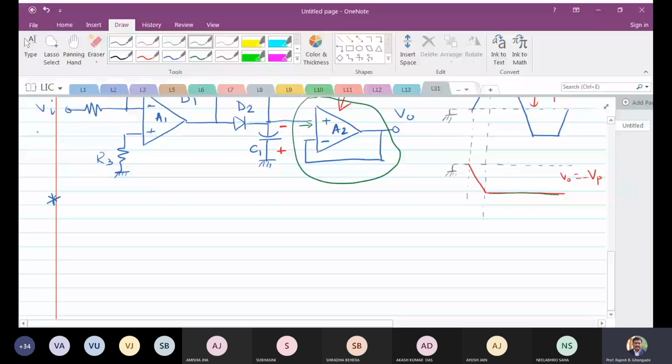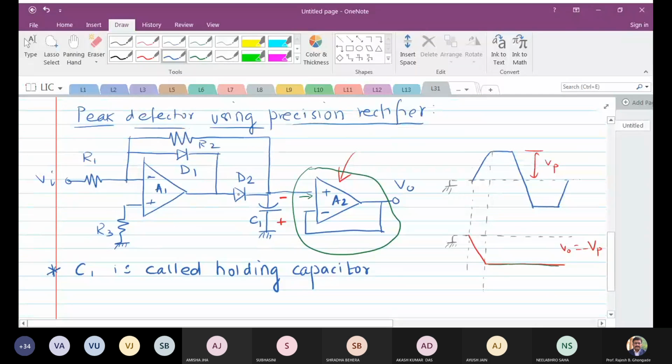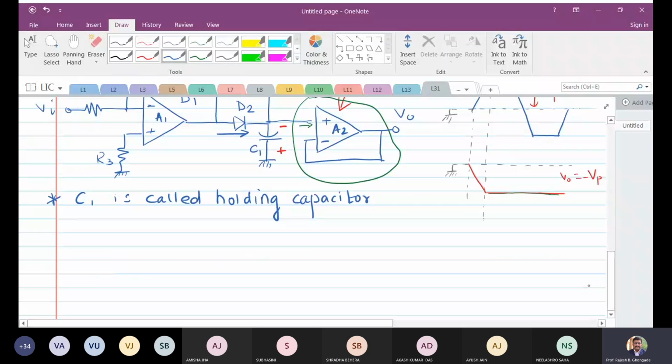Now capacitor C1 is called the holding capacitor. And obviously it is charged by this A1, of course, when D2 is on. The other thing, A1 comprises only of the precision rectifier. That's all. Basically you can say it's a precision half wave rectifier.